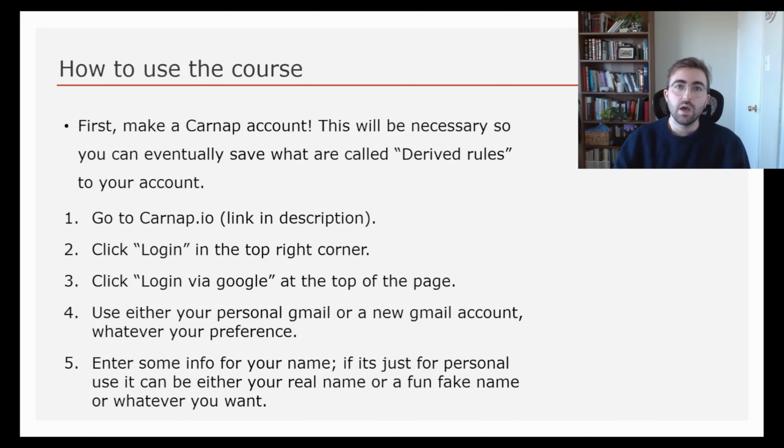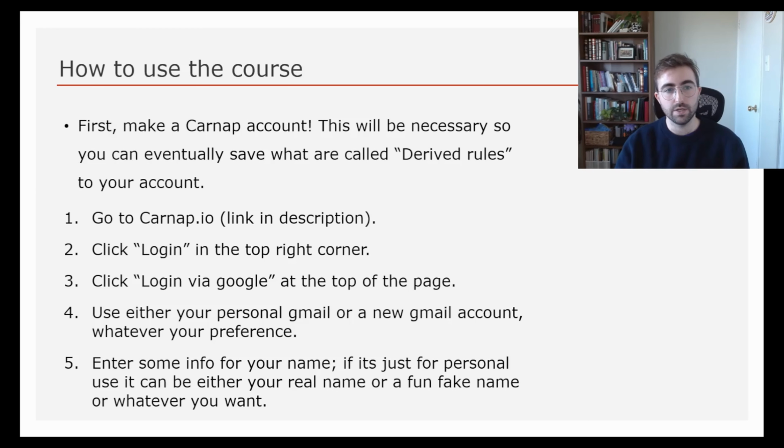Okay. So how are you going to use the course? Well, you're going to use the lecture videos, of course, in this playlist. But first you're going to want to make a Carnap account, because eventually you're going to need to be able to save what are called derived rules to your Carnap account. If you're going to want to use them the way that I talk about them in the videos, you're going to have to save them to your account. And for that, of course, you need a Carnap account.